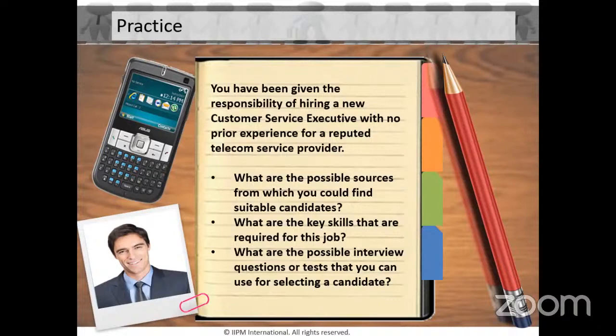All right, thank you for answering our question. All right, who is next? Who is raising their hands next for question 2 and 3? What are the key skills that are required for this job? Remember, I'm looking to hire a new customer service executive for a telecom service provider. Who is giving us answers to question 2 and 3?